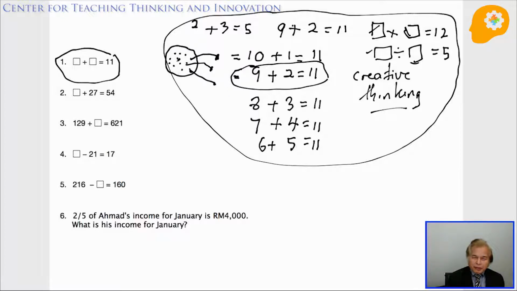Initially you need something for them to hold, like marbles, concrete things. Then you go into semi-concrete later when they are very used to it or they already have some understanding. So you may just draw. Now say this is 11. You take out, you cancel one of these dots here. Ask him to count 10. So here you get 10 plus 1 equals 11.